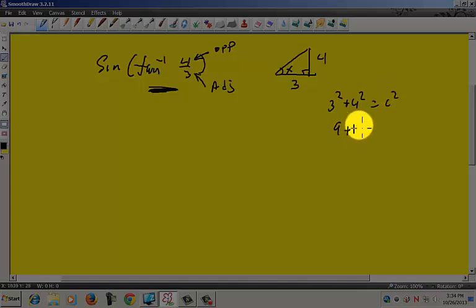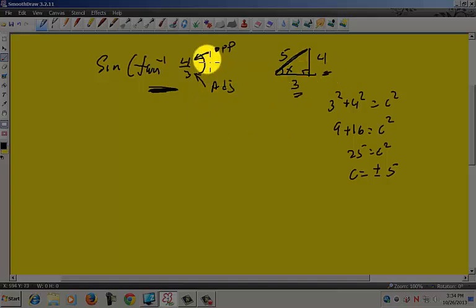So that means 3 squared plus 4 squared is equal to c squared. 9 plus 16 is equal to c squared, and that'll be 25 is equal to c squared. And then c is equal to plus or minus 5. The hypotenuse is always positive, so you have to use the positive sign. Of course, if you know anything about geometry, you have a 3, 4, 5 right triangle.